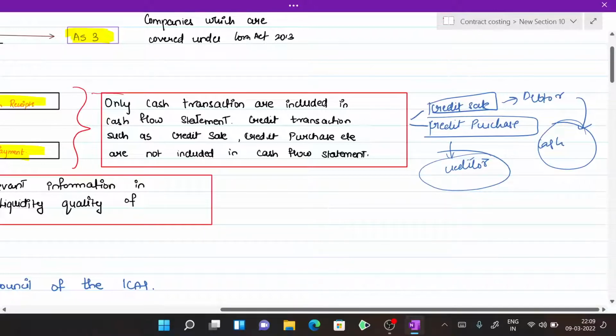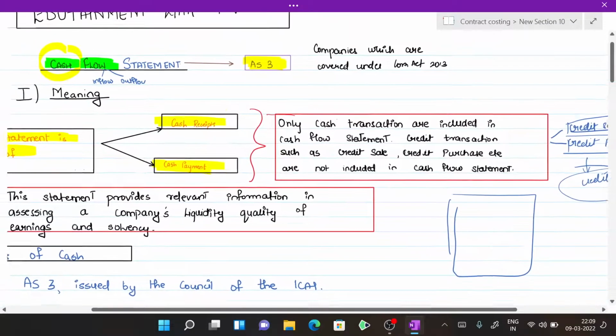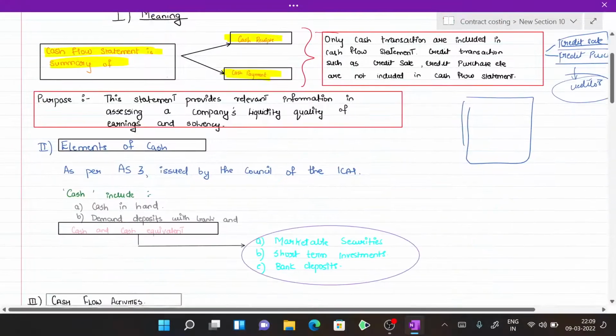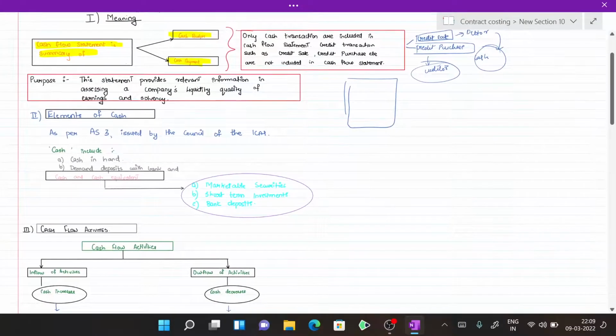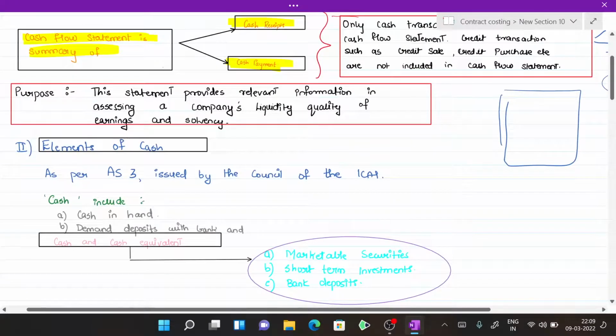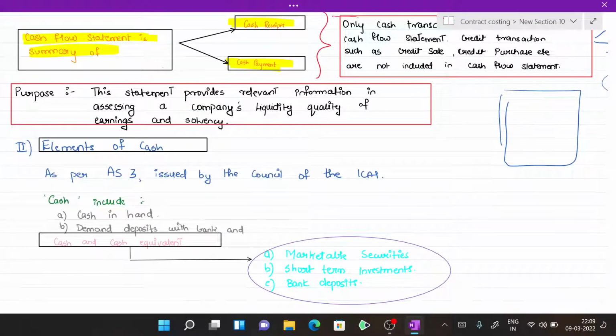You can understand the simple meaning of cash flow statement is a simple statement wherein there are inflows and outflows of the cash flows, right? Hope you understood the meaning of the cash flow statement. Now let us understand the elements of cash. In layman language, we can understand the cash as only the cash which we see, that is the physical notes of cash, 10 rupees ka, 20 rupees ka notes. That is the physical cash.